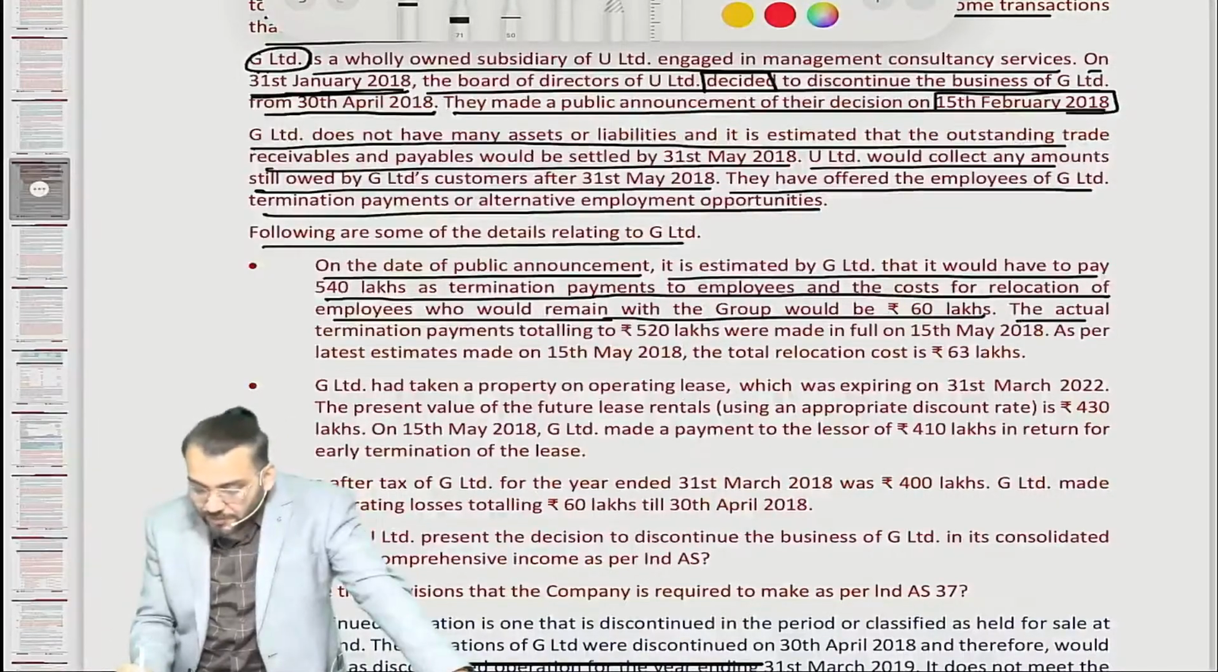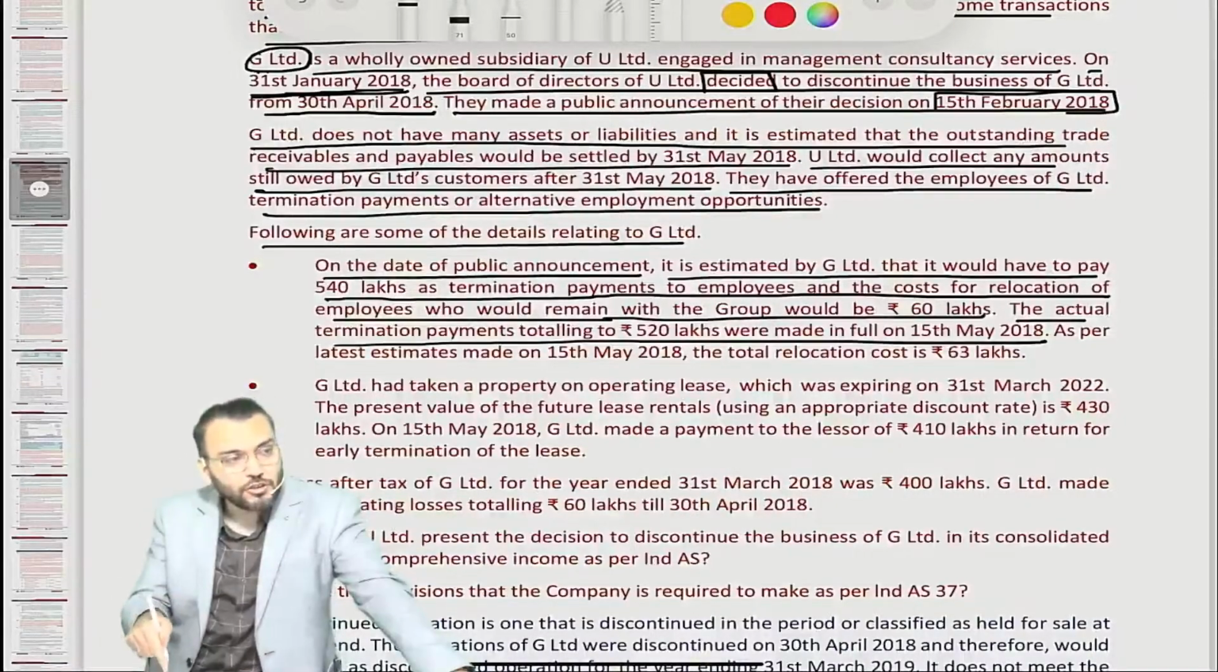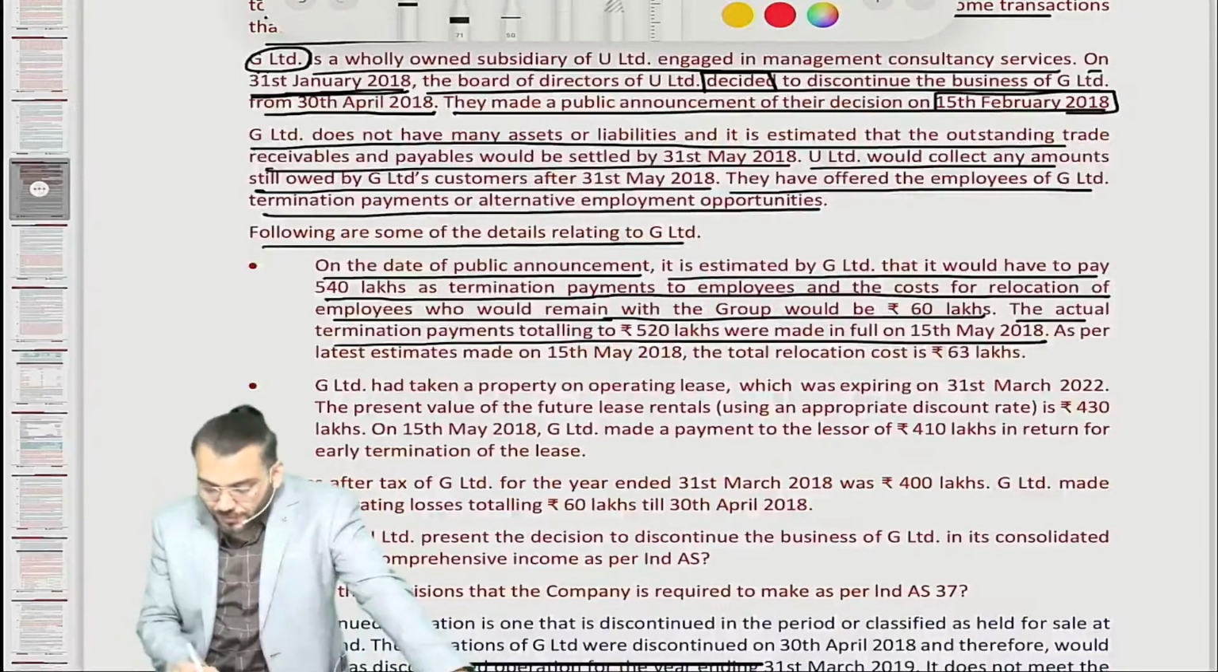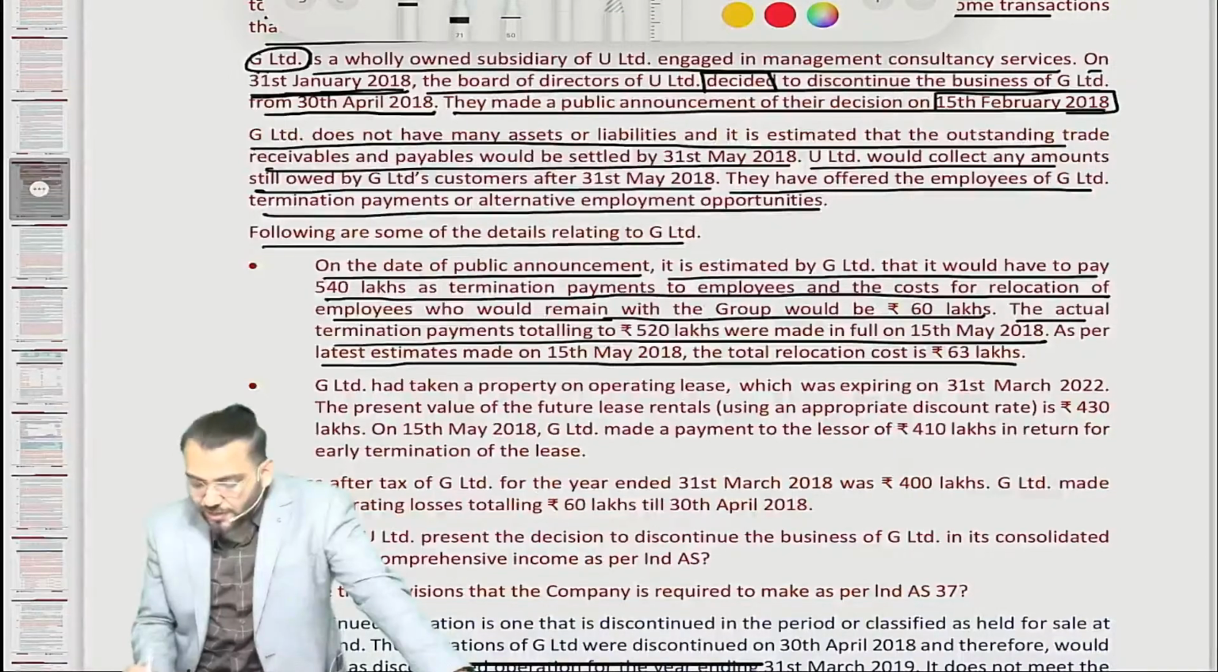60 lakh. The actual termination payment totaling rupees 520 lakh were made on 15th May 2018. 15th May 2018 is the date of approval. So actual termination cost happened on that date. As per the latest estimate made on 15th May 2018, the total relocation cost is 63 lakh.